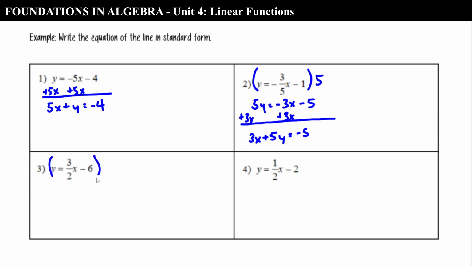Similar for number 3, we have to multiply everything by 2 to get rid of the fraction. So that gives us 2y equals 3x minus 6. We're going to subtract 3x from each side. That's going to give us negative 3x plus 2y equals negative 6. But we can't lead with a negative, so we're going to change the sign of everything: 3x minus 2y equals positive 6.